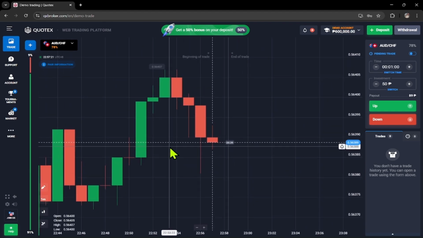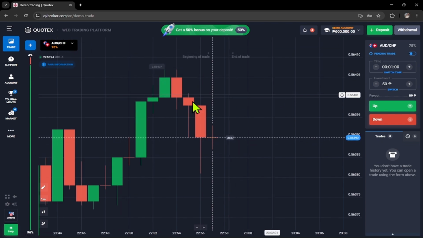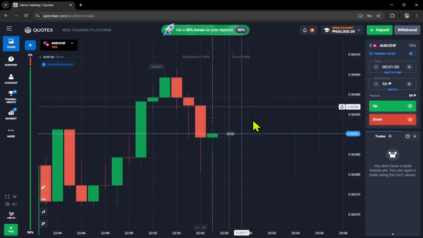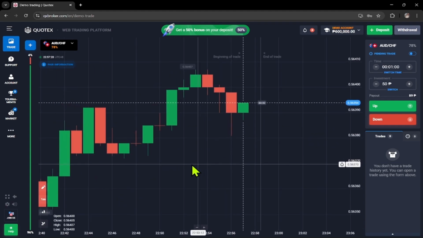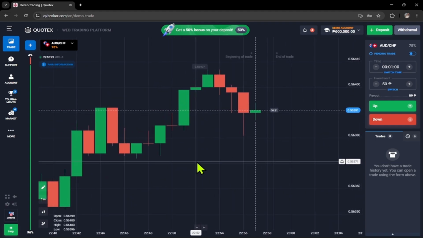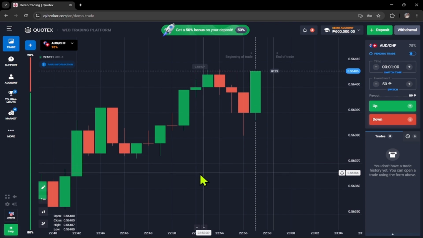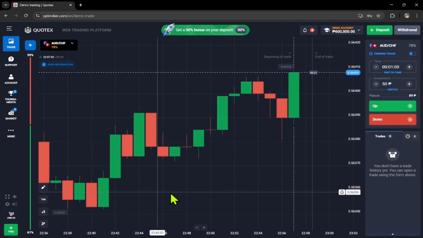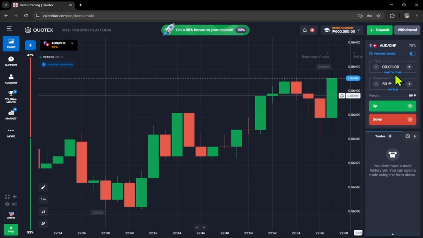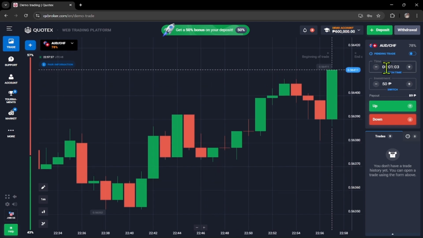First, open Quotex and choose the asset you want to analyze. Now switch your chart type to candles if it is not already selected. Next, choose your time frame. For example, a 1-minute candle shows price movement during 1 minute, while a 5-minute candle shows price movement during 5 minutes. Now look at one candle.